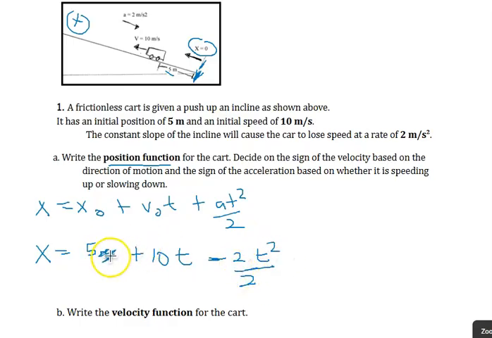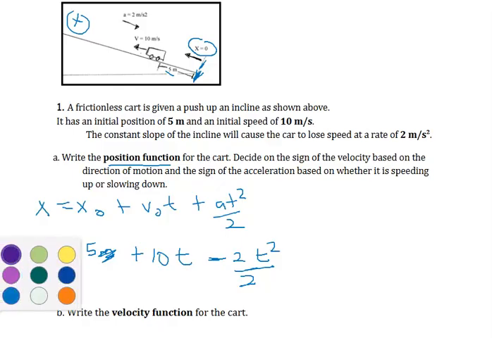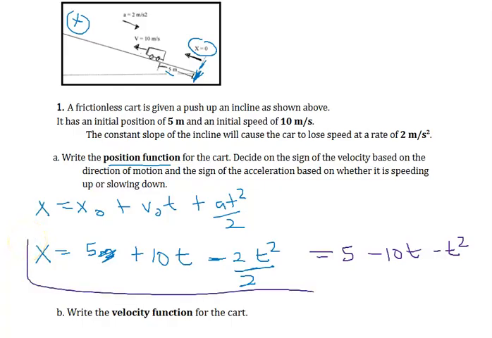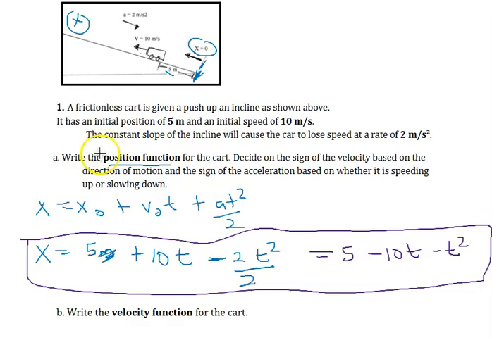Sorry, I'm being inconsistent with units or no units. We want to reduce that 2 over 2, so this is 5 plus 10t minus t squared. People don't like this as an answer because they think they haven't solved for something, but the problem didn't ask you to solve for something. It said write a function, which means we have an input and an output. So that is the answer.